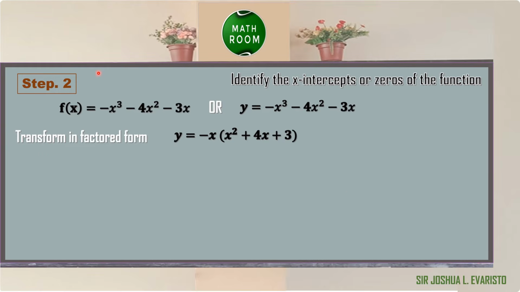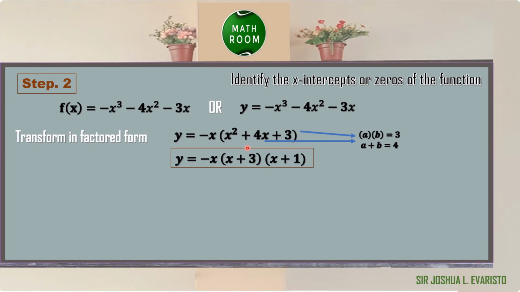We can still factor the quadratic equation by thinking of two numbers that when we multiply, the product is 3, and when we add, the sum is 4. The two numbers are 3 and 1. So, the factored form is y = -x(x + 3)(x + 1).